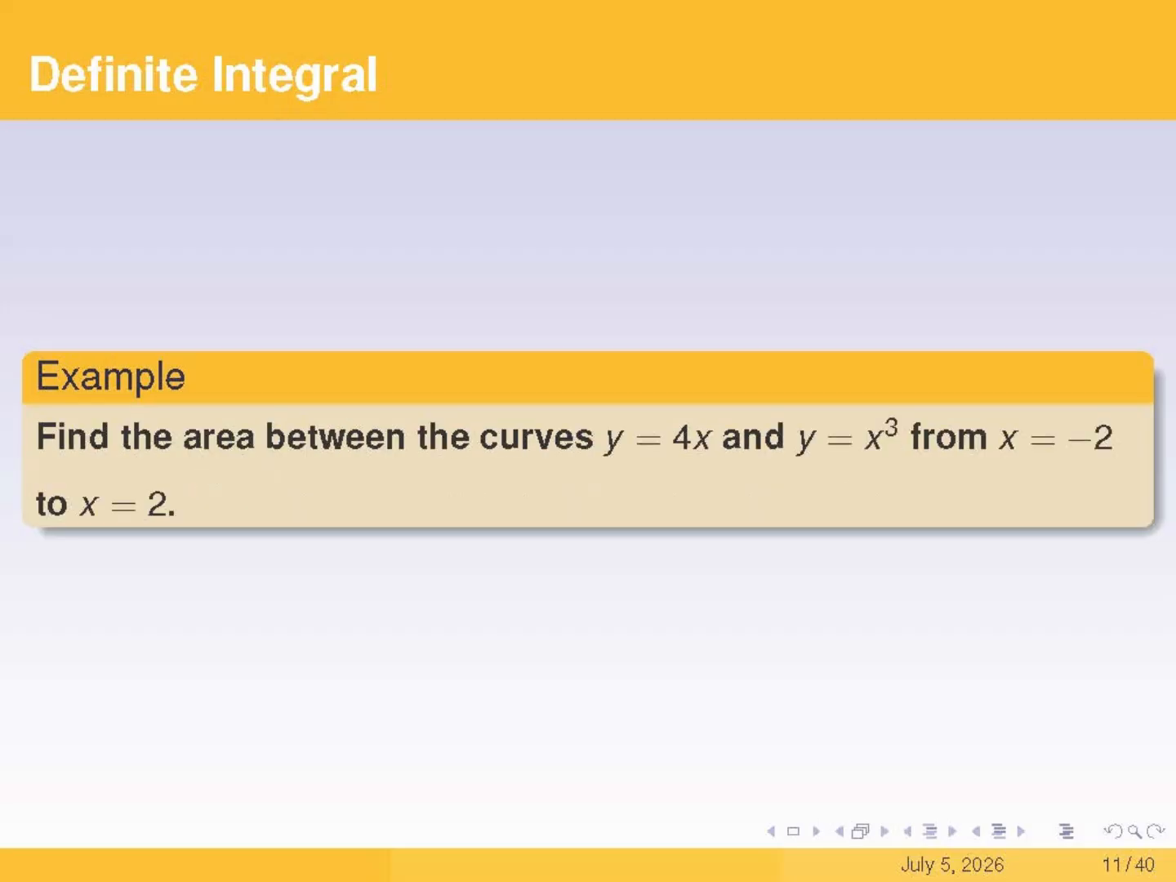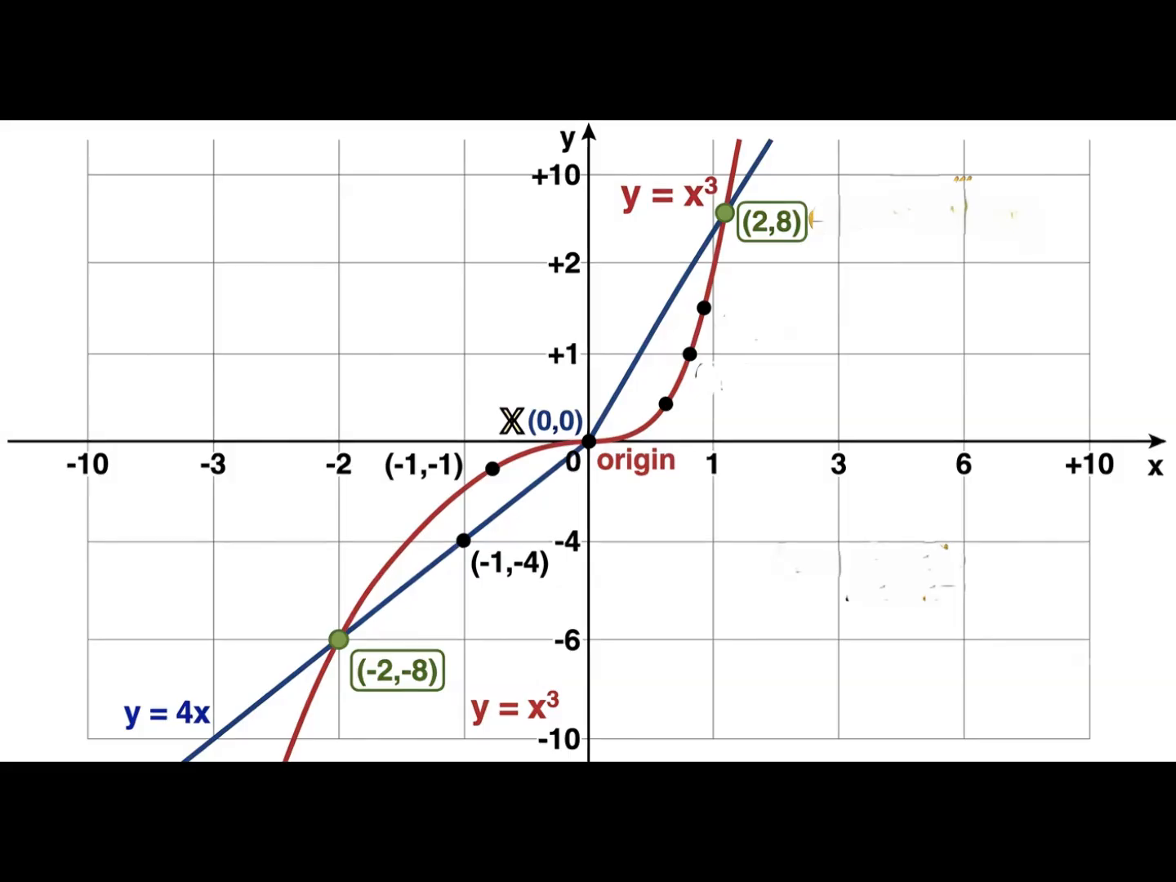In this example, we want to find the area of the region bounded by the two curves y equals 4x and y equals x cubed between x equals negative 2 and x equals 2, as shown in the diagram below. Check the diagram.